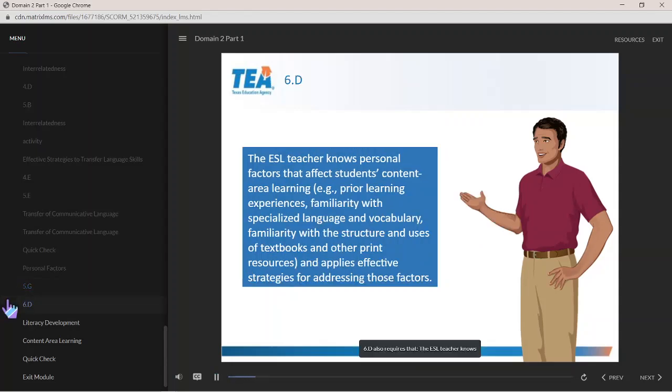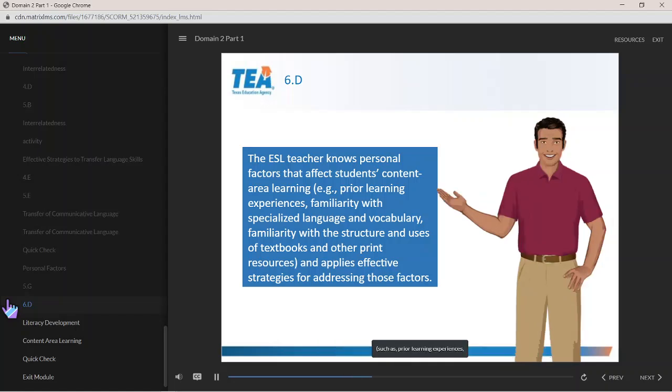6D also requires that the ESL teacher knows personal factors, but focuses on those that affect students' content area learning, such as prior learning experiences, familiarity with specialized language and vocabulary, familiarity with the structure and uses of textbooks and other printed resources, and applies effective strategies for addressing those factors.